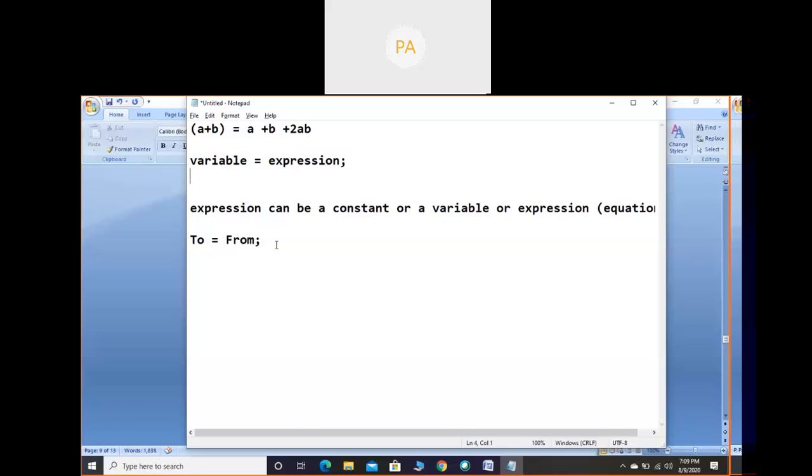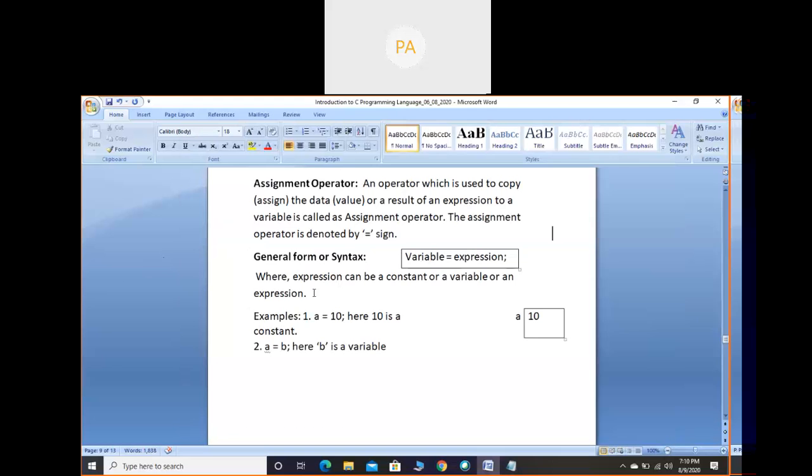But while tracing the program, while analyzing the program, when we come across assignment statements, if we remember this formula, it will help a lot. So from which variable or from which constant or from which equation you are copying the value, that you write on the right hand side. To which variable you are copying, you write it on the left hand side. So now you see, same thing I have explained, where expression can be constant or a variable or an expression. Now we will see examples.